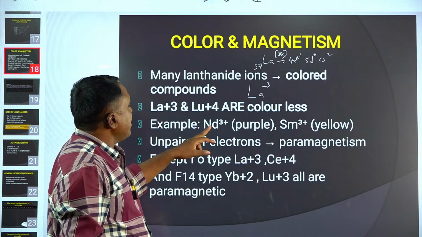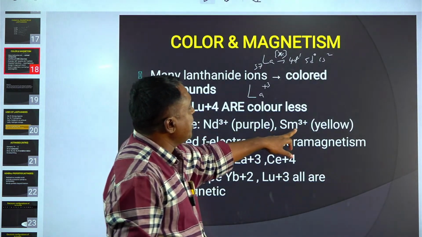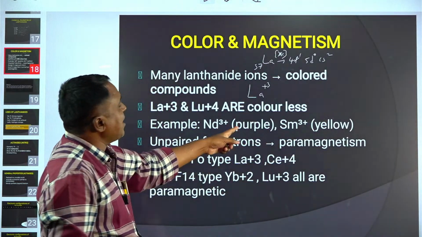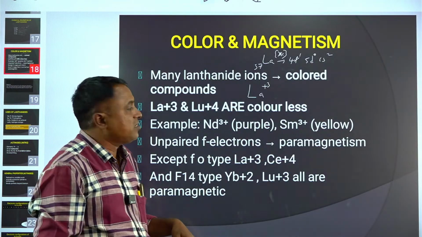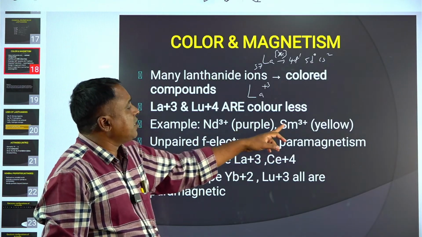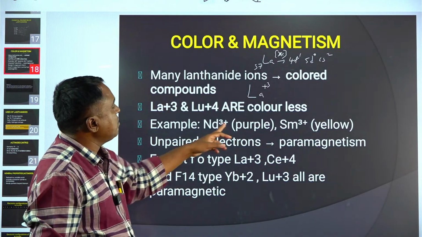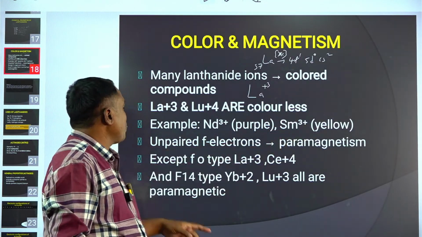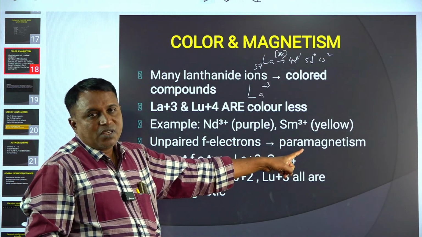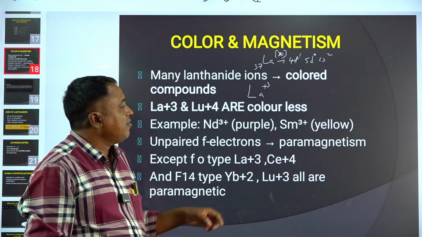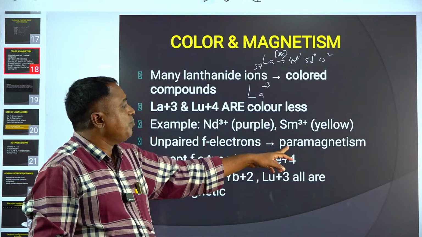For example, neodymium plus 3 exhibits the purple color, and samarium plus 3 exhibits the yellow color. Why are they exhibiting colors? Because of the presence of unpaired electrons. In neodymium plus 3 and samarium plus 3, we have unpaired electrons, therefore they exhibit colors. Unpaired f electrons are paramagnetic. If unpaired electrons are absent, they will be diamagnetic. If unpaired electrons are present, they are paramagnetic.